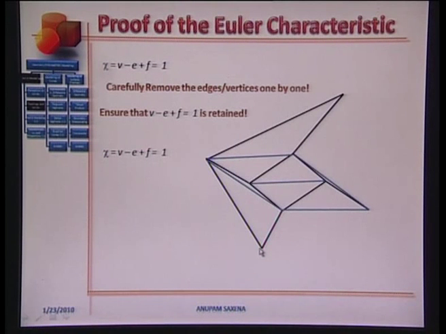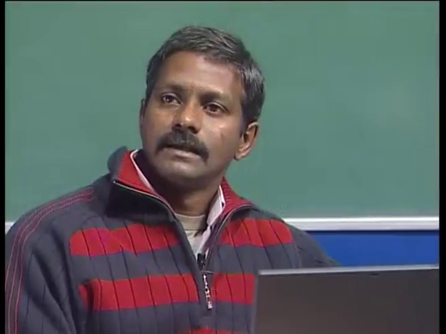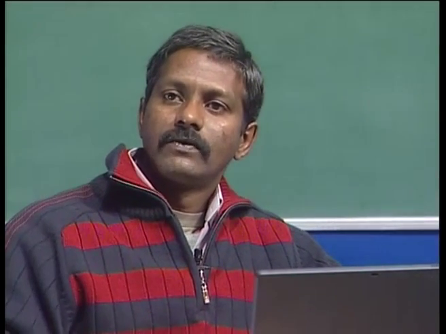Now, if I remove this vertex or this vertex, and the two edges together, there is a decrement of 2 in the E value, a decrement of 1 in the V value, and a decrement of 1 in the F value. Once again, chi equals the number of vertices minus the number of edges plus the number of faces equals 1. I remove this triangle now. Again, the relation is unchanged. I keep on removing the edges and the triangles such that the relation is retained.